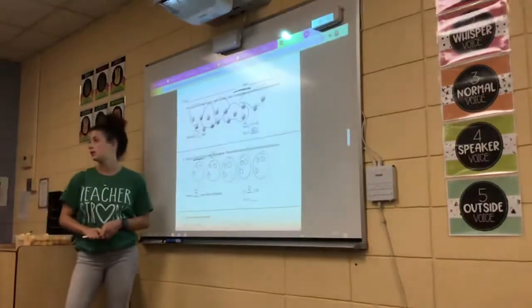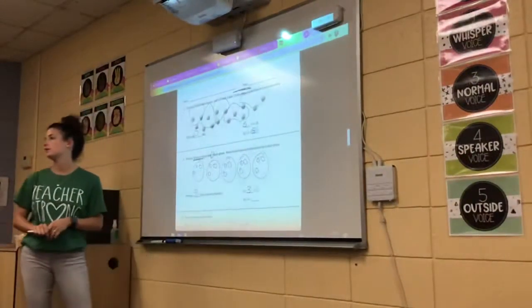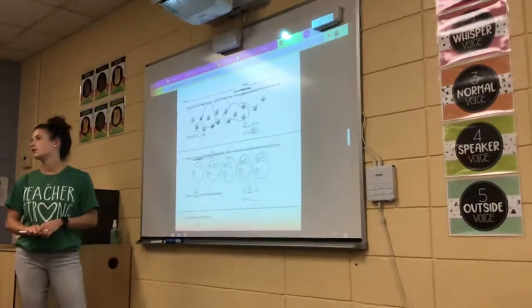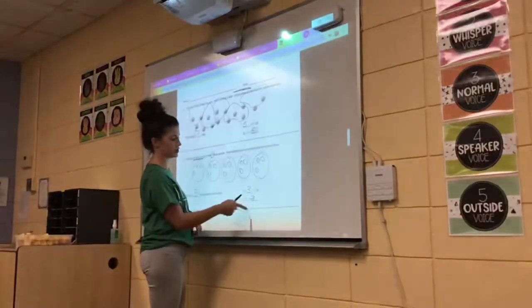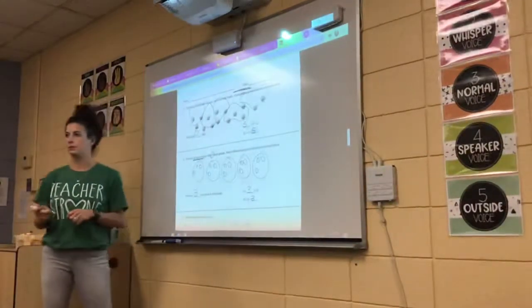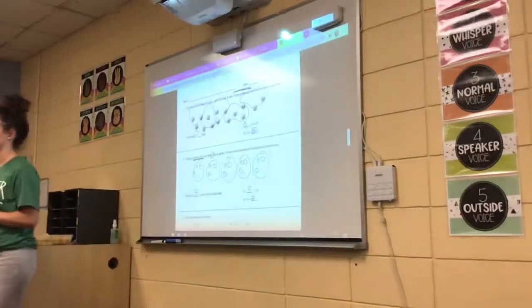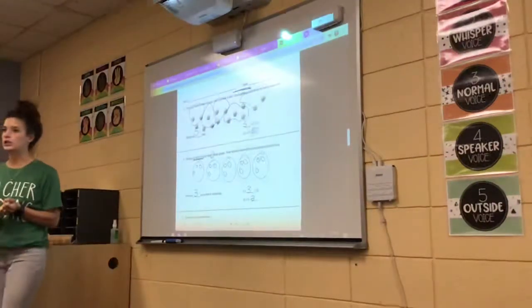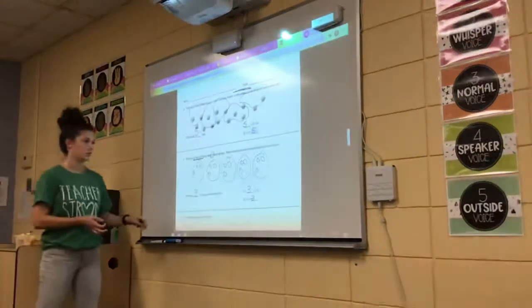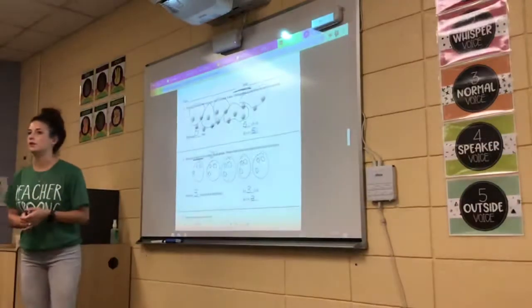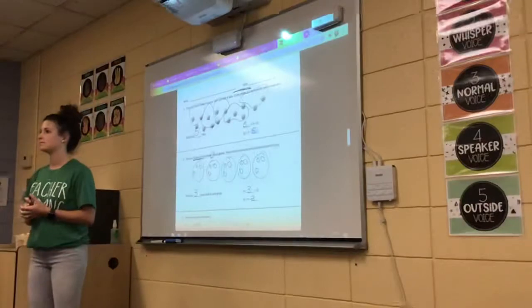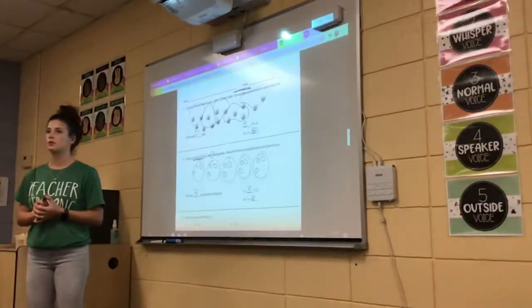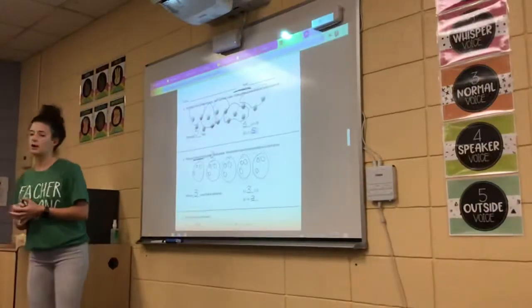Addison? 15 divided by 5 equals? 3. So our division is just the opposite of our multiplication. Good? Thumbs up if you're ready to move on. I like math today. Good. Thumbs up. All right.